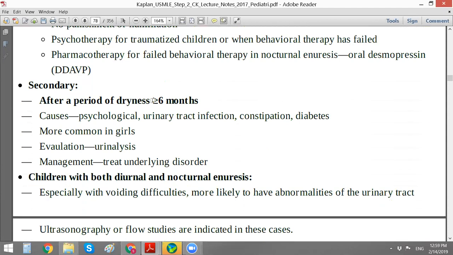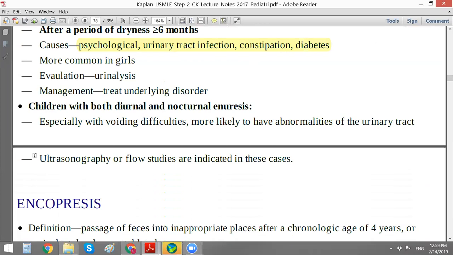Secondary enuresis: after a period of dryness of greater than or up to 6 months, causes are psychological, UTI, constipation, diabetes. Okay, so we need to just check these causes. More common in girls, evaluation is urine analysis. Management is treating underlying disorders. Children with both diurnal and nocturnal enuresis, especially with voiding difficulties, are more likely to have abnormalities of the urinary tract, maybe some fistula or something. So ultrasonography or flow studies are indicated in these cases.